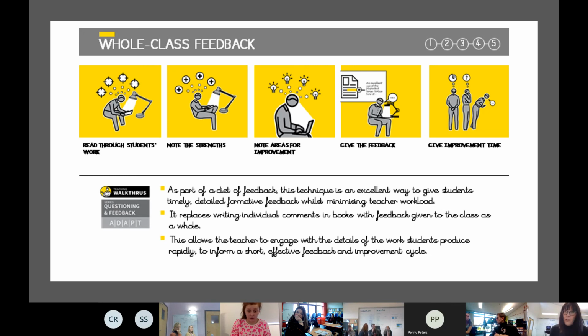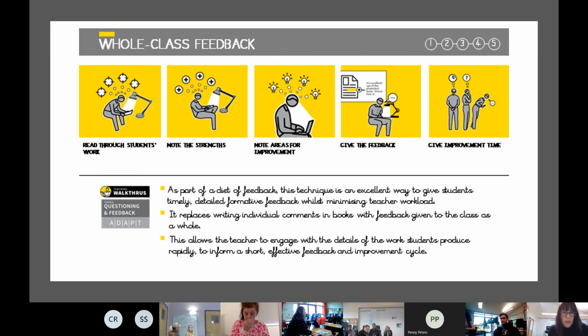So if you think back to the Austin's butterfly, all the multiple drafting, if we don't schedule in enough time for the children to do it, it's not fair. They're not going to be able to do it correctly. So as part of a diet of feedback, this technique is an excellent way to give students timely, detailed, formative feedback while minimizing teacher workload. It replaces writing individual comments in books with feedback given to the class as a whole, which is perfect for us at the moment because we shouldn't really be touching children's books if we can help it.